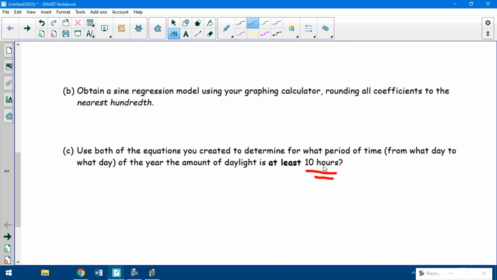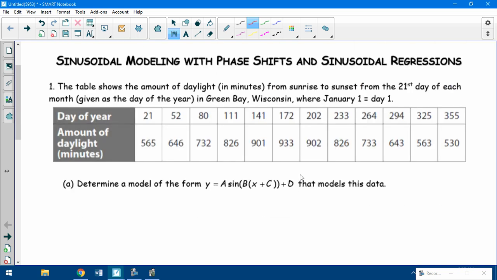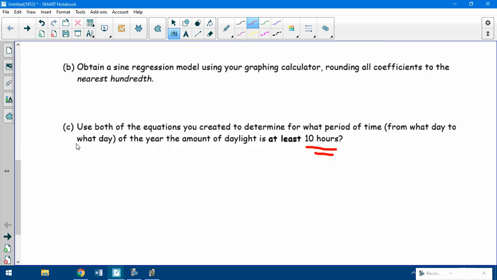So the problem is some of you put y2 equals 10, but 10 is in terms of hours, and the amount of daylight was in terms of minutes. So for this one, you really wanted y2 to be what 10 hours is in terms of minutes. You have to put y2 equals 600. So if you had problems on that one, just watch out for the units.